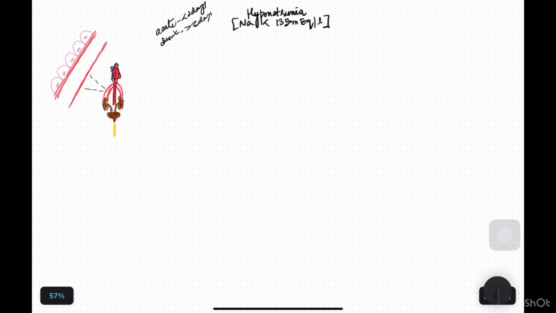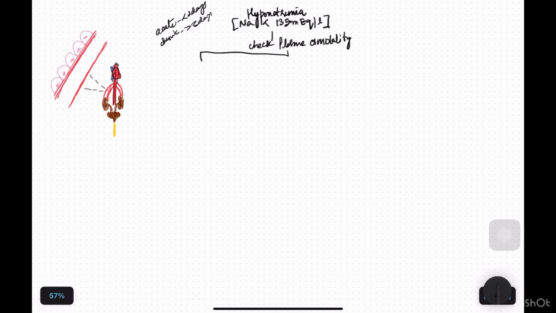For now, let's try to figure out how you find out the cause of hyponatremia and the initial steps of investigation. The first thing you want to do when you check the serum and you find hyponatremia is check the plasma osmolality.